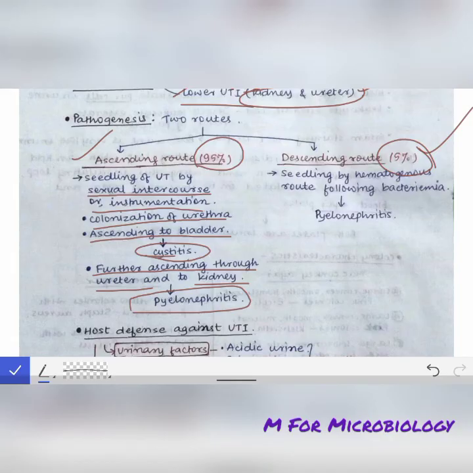Now coming to the descending route. In the descending route the infection reaches the urinary tract via the hematogenous route, and for that we have to have the bacteria in the blood, which is called bacteremia. Once there is bacteremia, this bacteria may infect the kidney causing pyelonephritis. So this is the pathogenesis via the descending route.